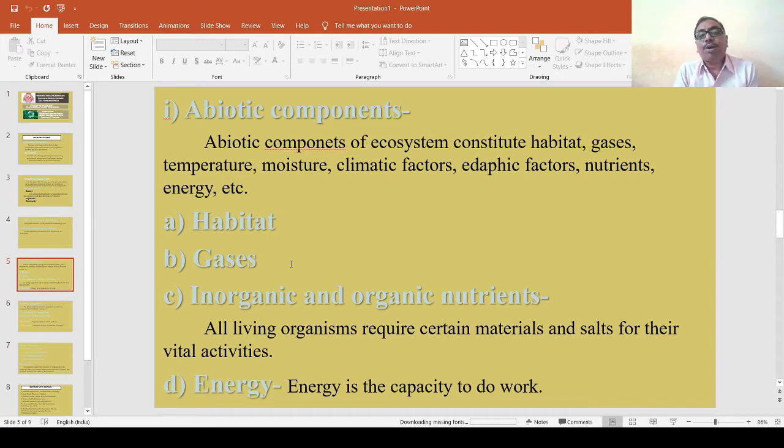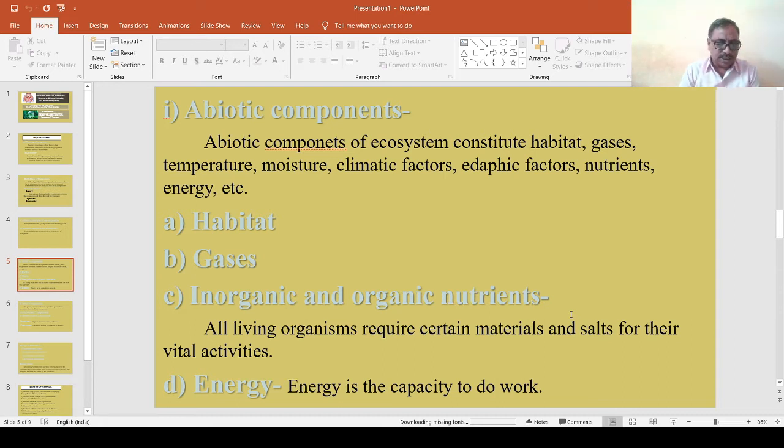Another important component of an ecosystem is inorganic and organic nutrients. All living organisms require certain materials and salts for their vital activities.